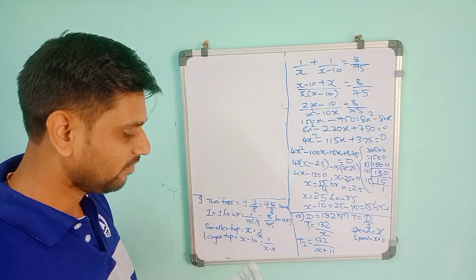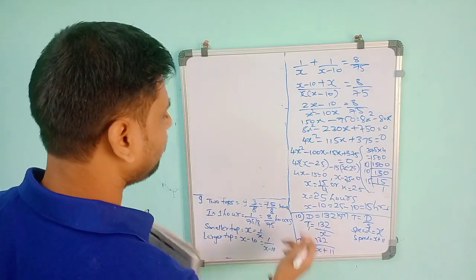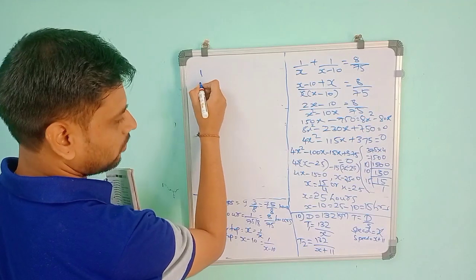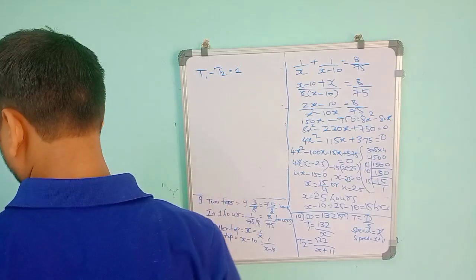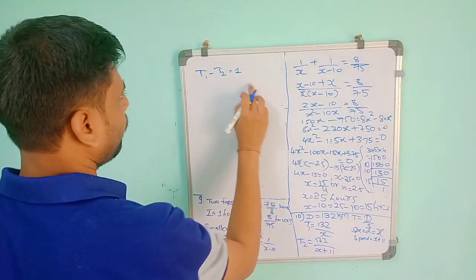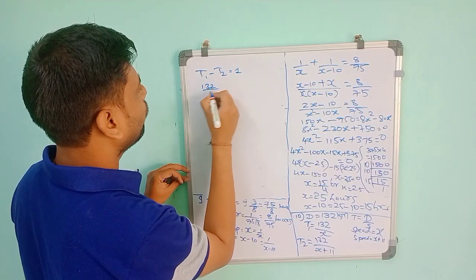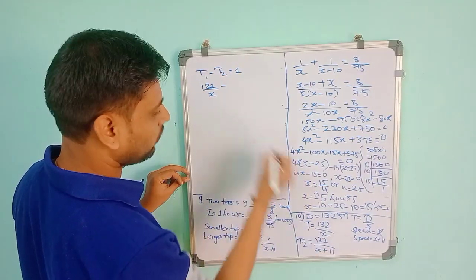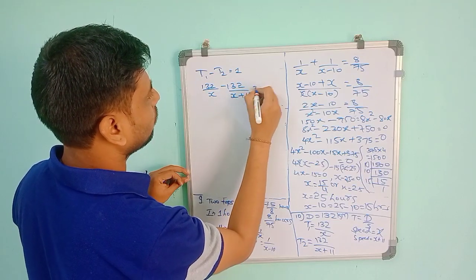This time, they gave, takes 1 hour less than the passenger train. So 1 hour less means T1 minus T2 is equal to 1. Therefore T1 minus T2 is equal to 1. T1 is nothing but 132 by x, minus T2, which is 132 by x plus 11, is equal to 1.